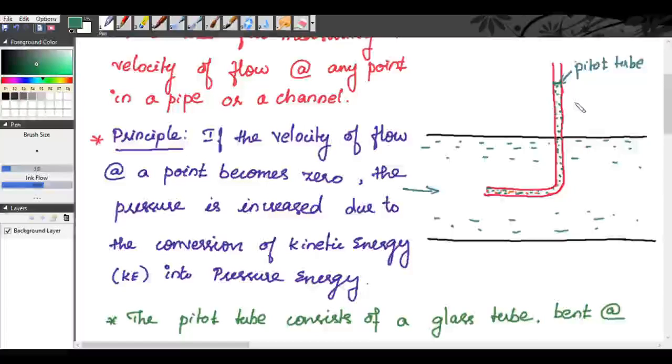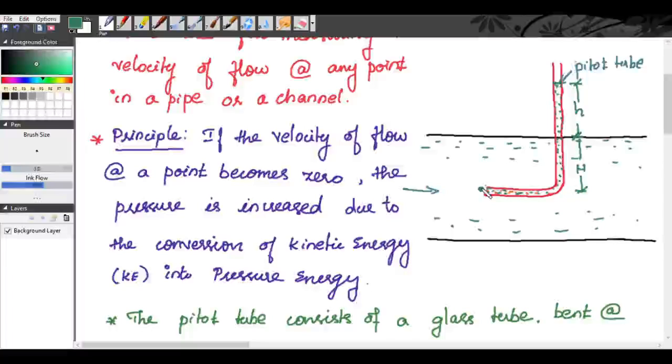Okay, so this rise in liquid level is taken as small h, and the depth of the tube in the liquid is taken as capital H. That means when you are placing a Pitot tube in this way, at this point your velocity becomes 0. At all other points away from the tip of this tube, you will have some velocity, but at the tip of the tube, your velocity becomes 0.